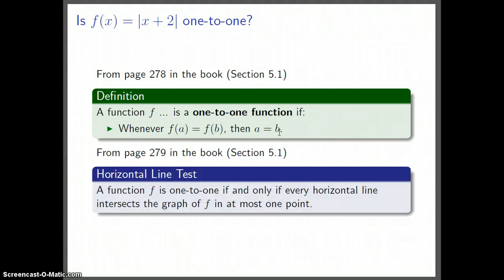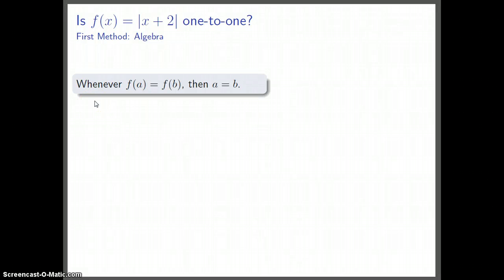And the book also gives another tool called the horizontal line test. Let's recall what that said. Quoting straight from the book, a function f is one-to-one if and only if every horizontal line intersects the graph of f in at most one point. So both of these, this definition and the horizontal line test, give us two methods to figure out if this function is one-to-one or not. Let's first look at the definition. This will give us method 1, the algebraic method of finding out if the function is one-to-one or not.